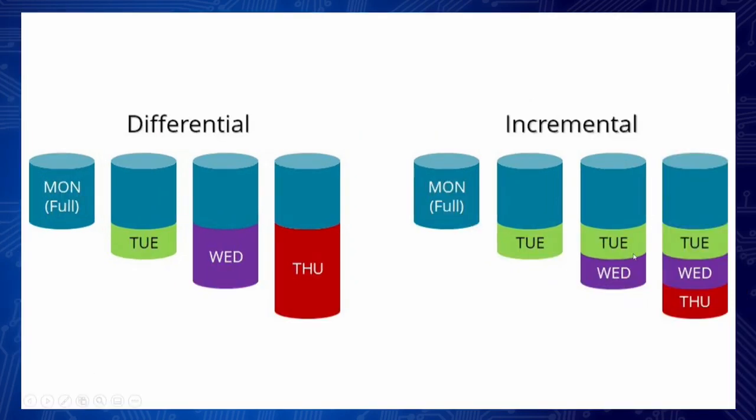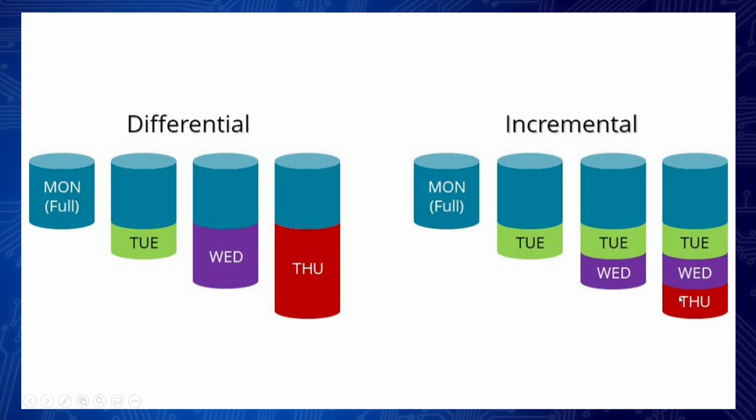And if you take a look at an incremental, it's different because it starts off the same as a differential. You do a full, right? So we've got this full backup right here. And then on Tuesday, we just back up what's changed since the last full backup. But where it gets different is over here on Wednesday. On Wednesday, it just backs up what changed since the last incremental, since Tuesday. And then on Thursday, it just backs up what changed since Wednesday.